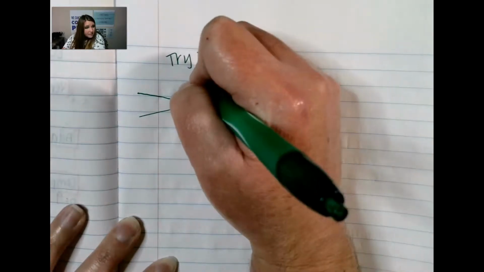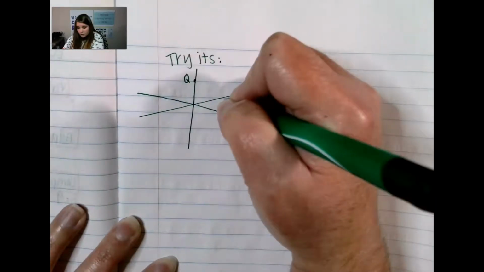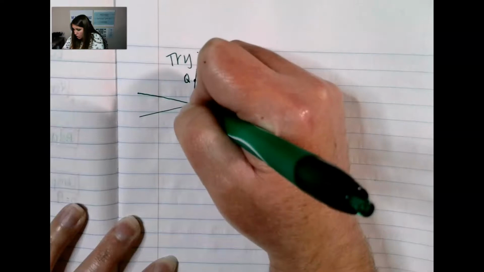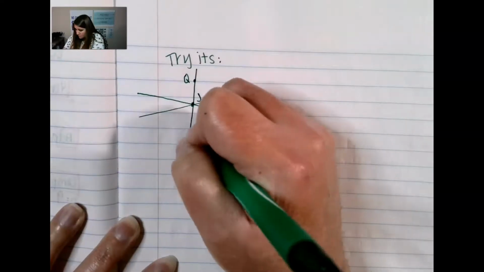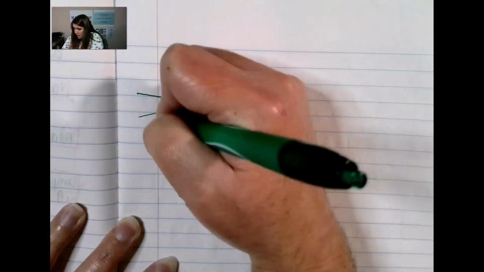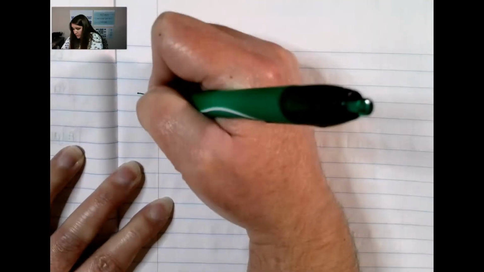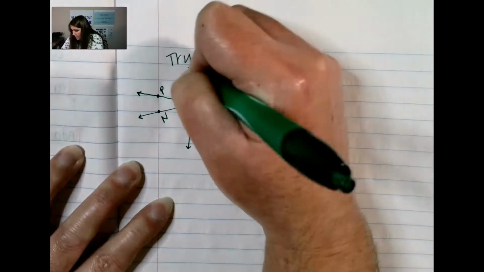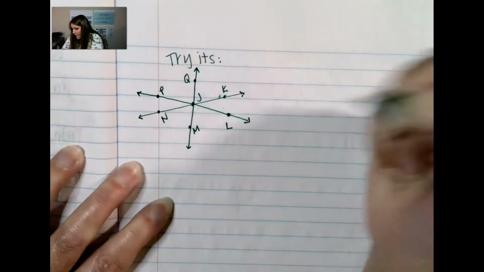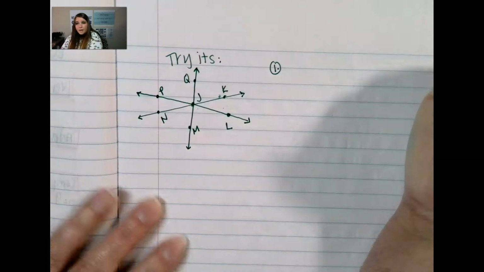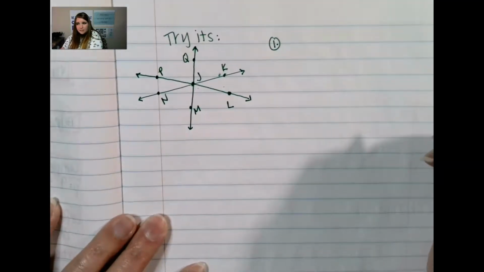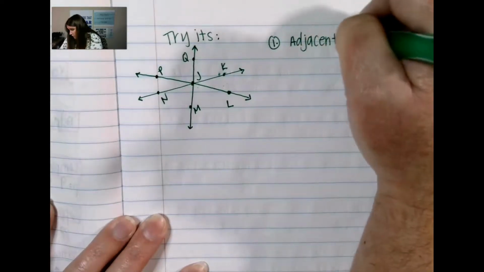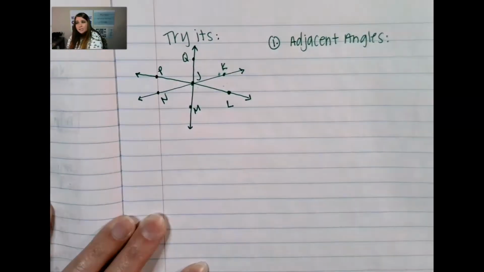Now, it has a Q, a K, an L, J is in the middle, M, N, and P. And again, these lines can go on forever. That is why they have arrows at the end. So try it number 1. They would like for you to find adjacent angles. So they want you to find the adjacent angles.